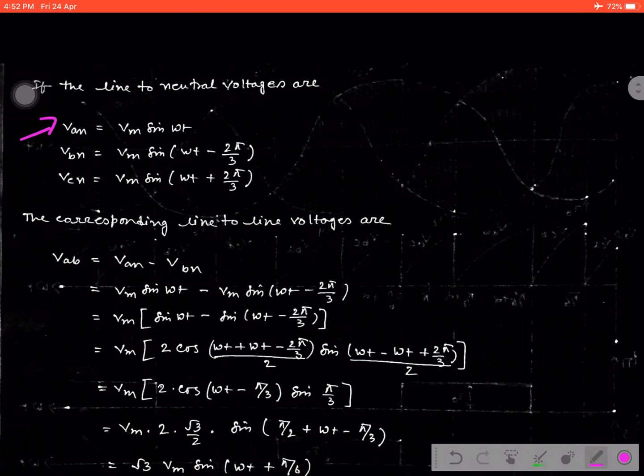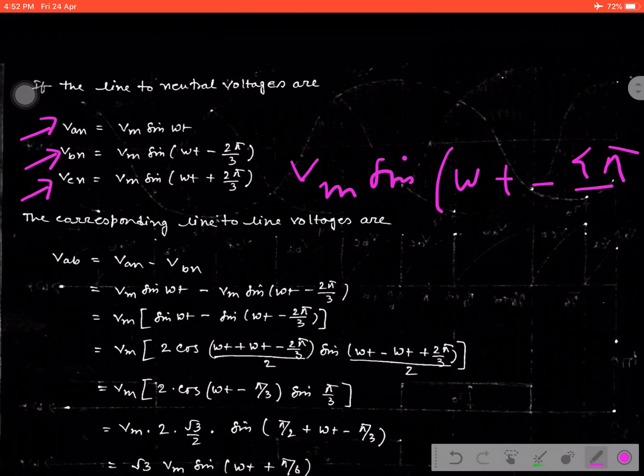VBN is 120 degrees apart from the first phase, that is why Vm sine omega t minus 2 pi by 3, and the phase 3 voltage is equal to Vm sine omega t plus 2 pi by 3. It can be written as Vm sine omega t minus 4 pi by 3 also, right? 4 pi by 3 or plus 2 pi by 3, both are actually the same thing.